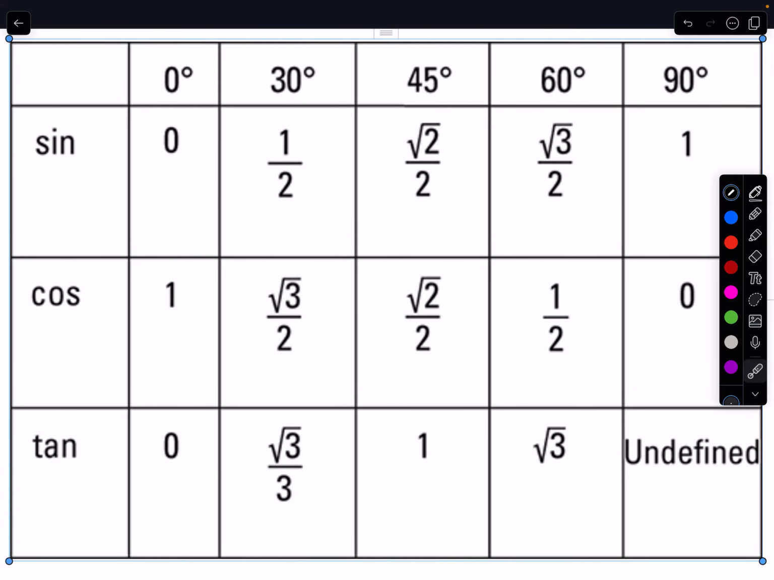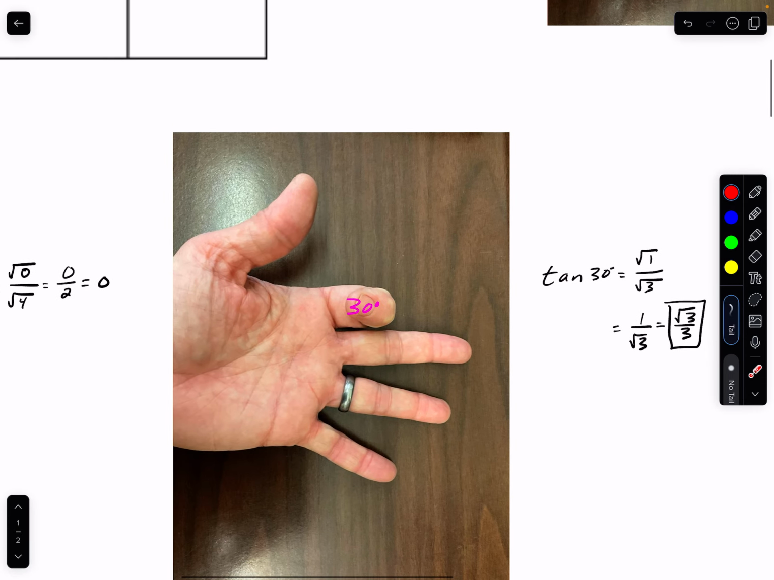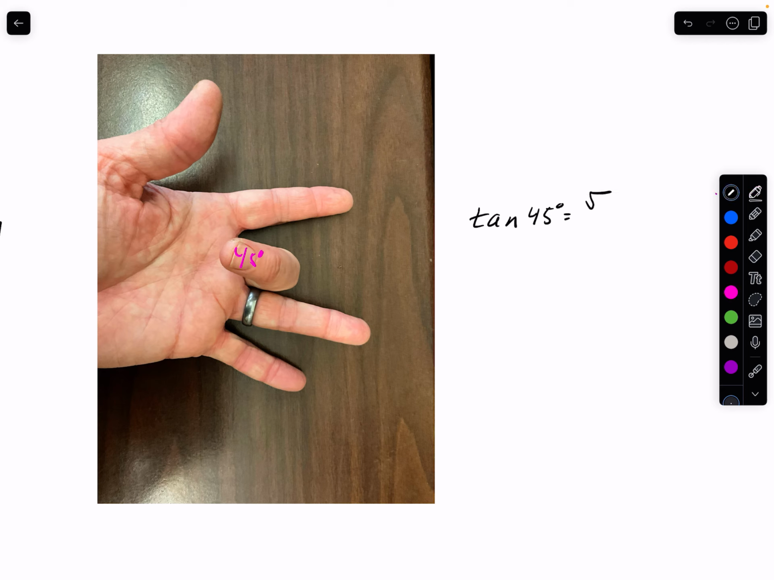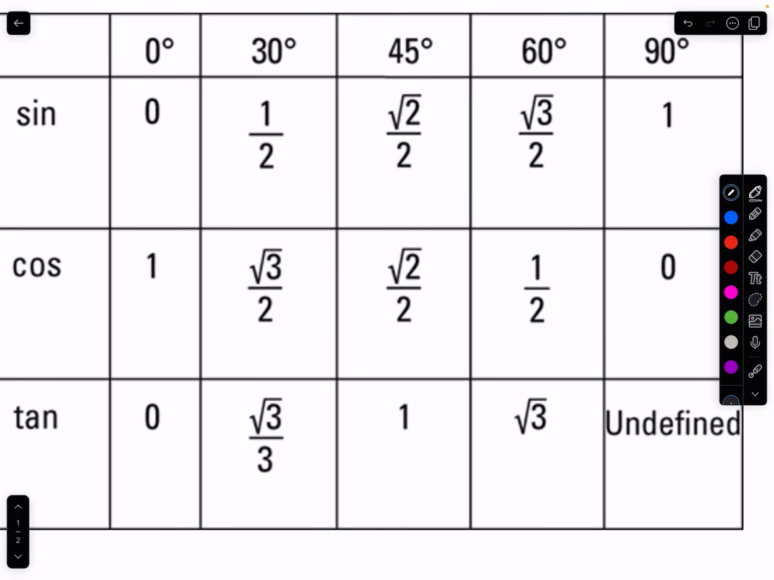Now looking at 45 degrees, the tangent of 45 degrees is 1. The slope of that arm there is going to be equal to 1. So if I put my 45 degree finger down, the tangent of 45 degrees is going to be the square root over a square root. We've got 1, 2 digits here, and 1, 2 digits here. So the square root of 2 divided by the square root of 2 is just 1. You can see how that very easily matches up to our table over here. The tangent of 45 degrees is 1.